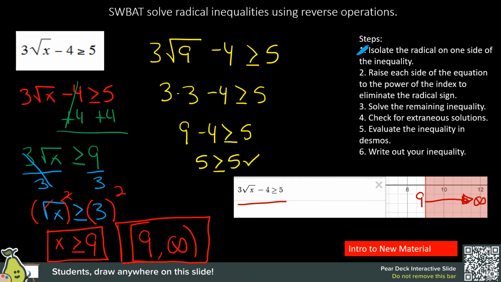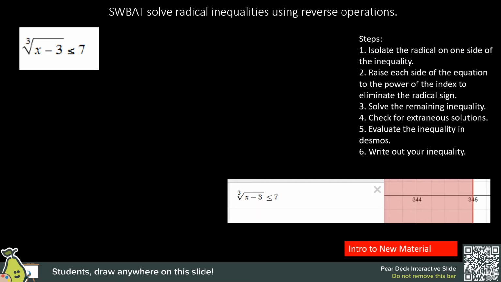So everything here is true. Excellent. Let's go ahead and move on to another one. So here we've got the cube root of x minus 3 is less than or equal to 7. So we got a cube root. That's okay. We're going to follow the same techniques here.